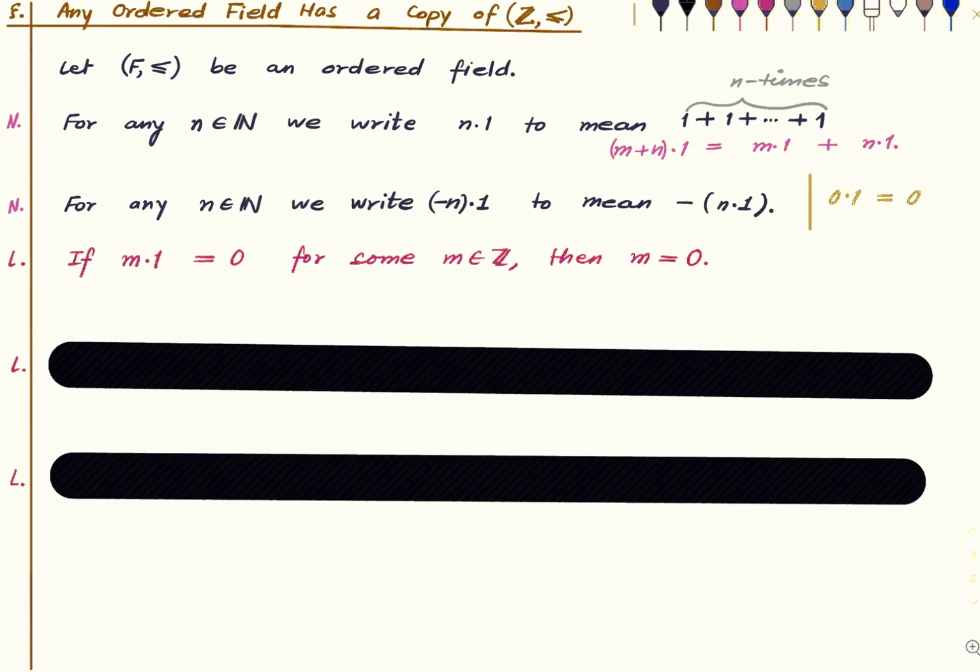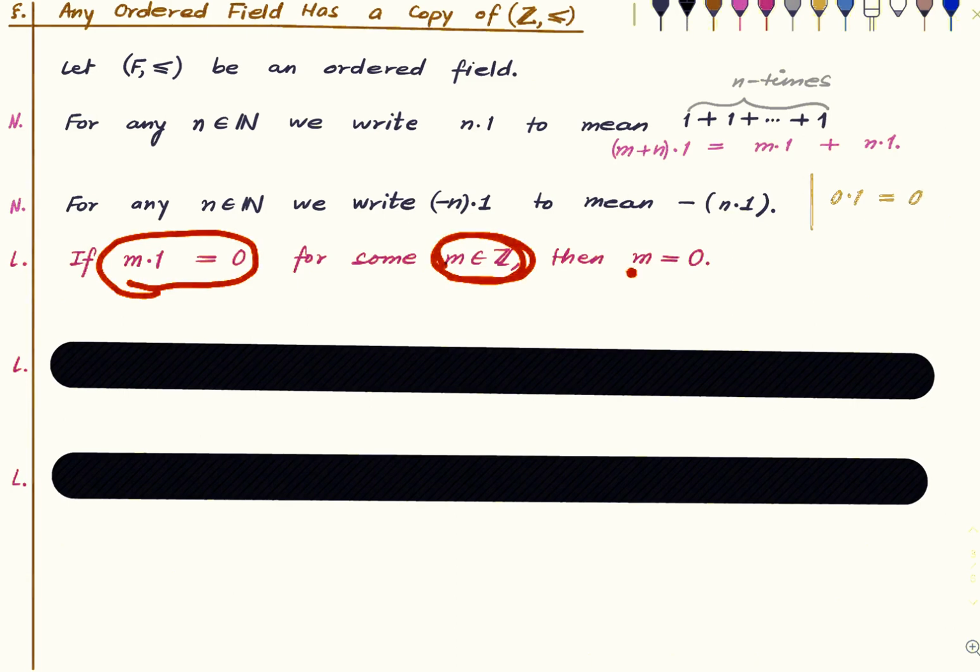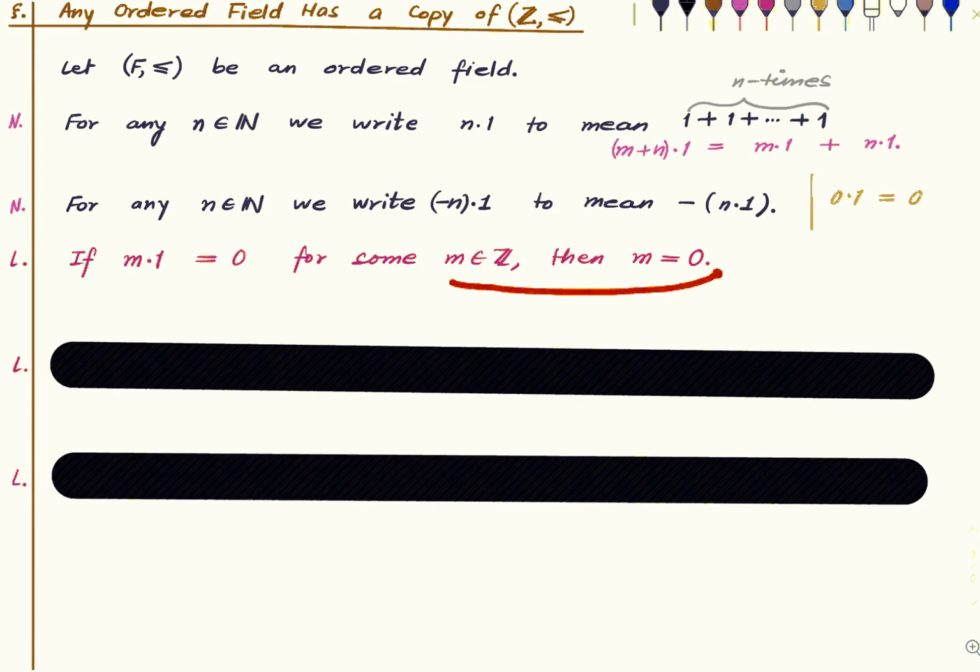Let us note that if m dot 1 is 0 for some integer m, then m is necessarily 0. So here again, we are assuming that the additive identity and the multiplicative identity are distinct, as we had mentioned in an earlier lecture. So that assumption is there. I don't know if I really need that assumption, but let me make that assumption anyway. We do not care about fields where the additive and the multiplicative identity coincide. So we want to show that if m dot 1 is 0, then m is necessarily 0. And this is in an ordered field.